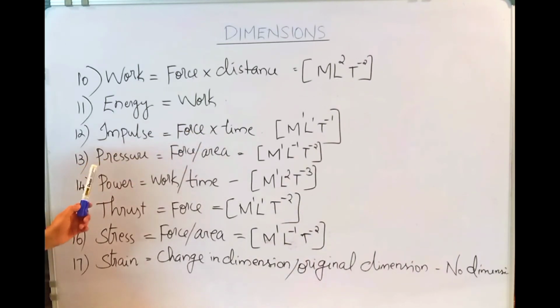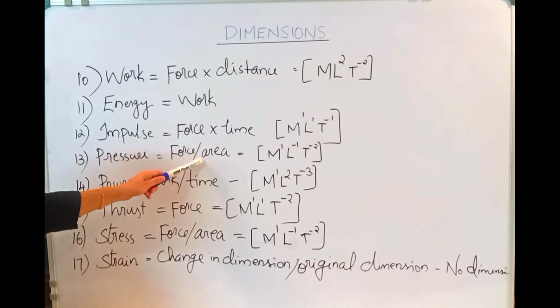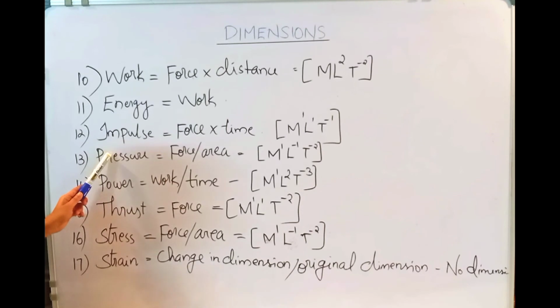Okay. Now pressure. How can we find pressure? What is the equation? Yes, that is force by area. So what will we get? Force is M L T raised to minus 2 divided by area, that is L square. Alright. So what will we get? M L raised to minus 1 T raised to minus 2.